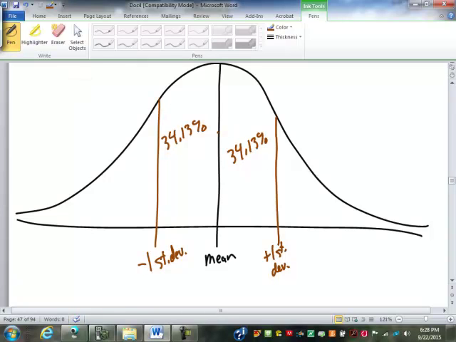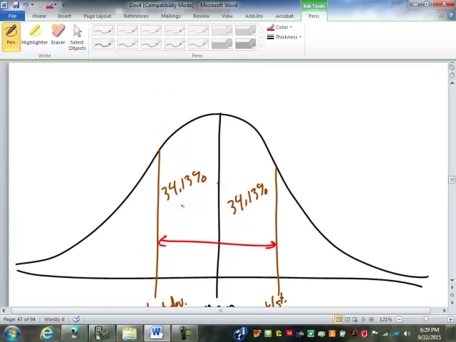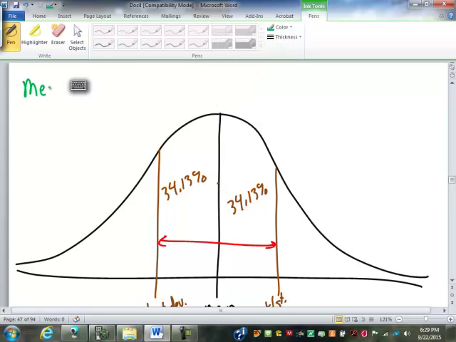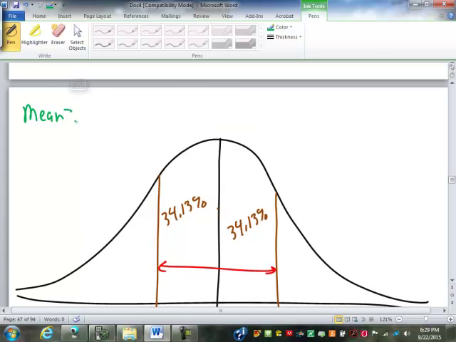So what this is telling us is that over 68% of our data should be within 1 standard deviation of our mean. What does that mean? What does that tell us? Well, let's say, for example, we have a set of data that has a mean of 42 and a standard deviation of 9.